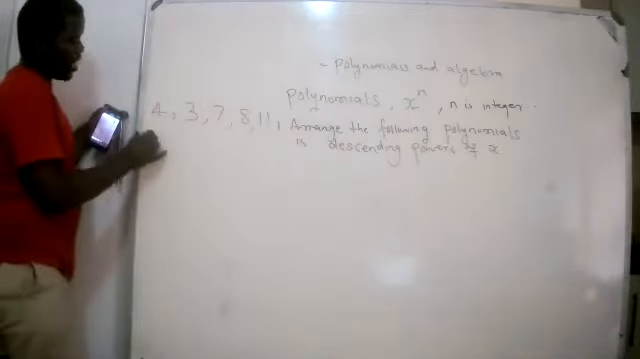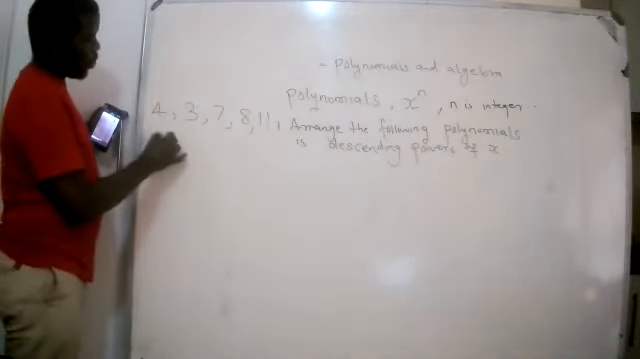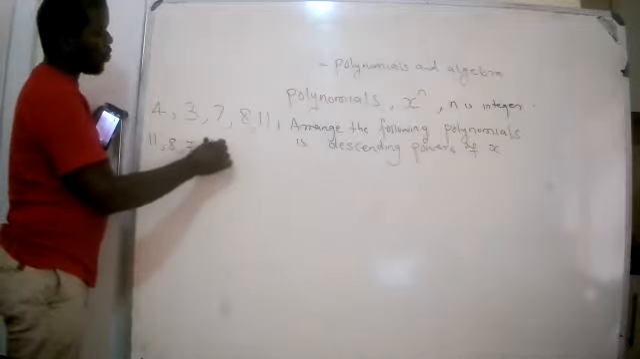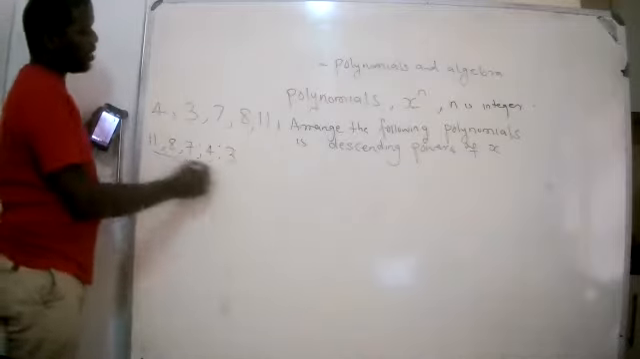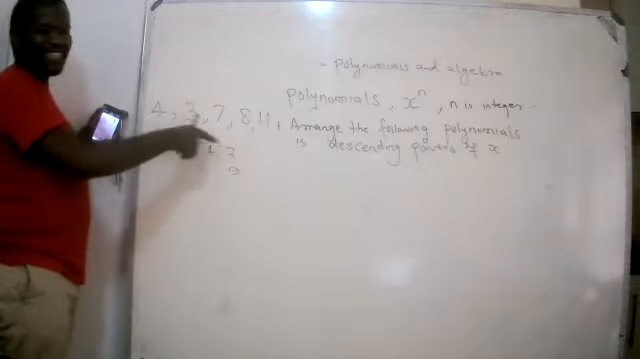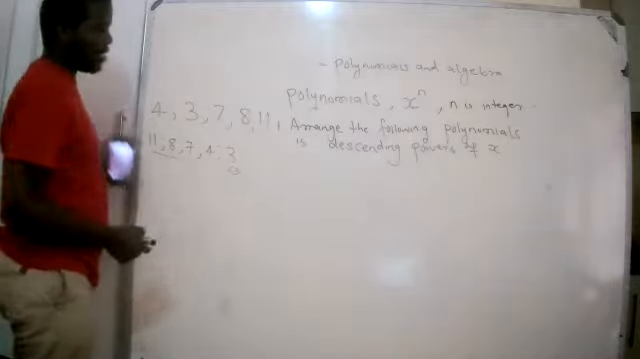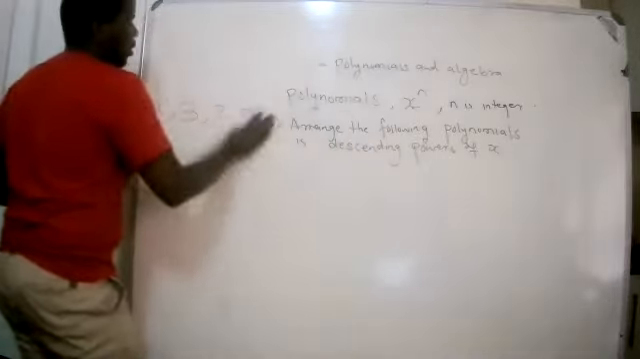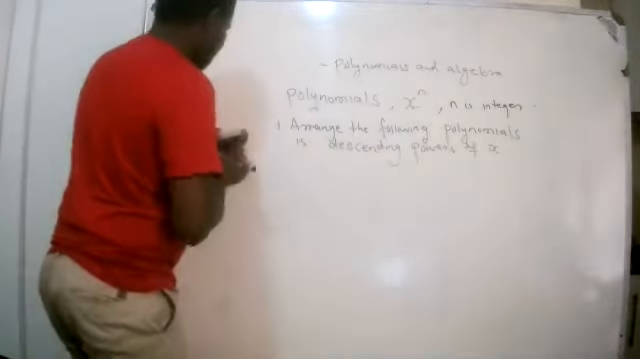So it means we are going to start from 11, then we go to 8, we go to 7, we go to 4, and then we end with 3. So this is in descending order. They are decreasing. So it's the same thing we're supposed to do on this question that we have here.